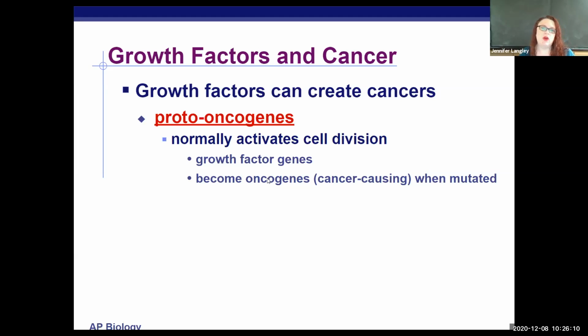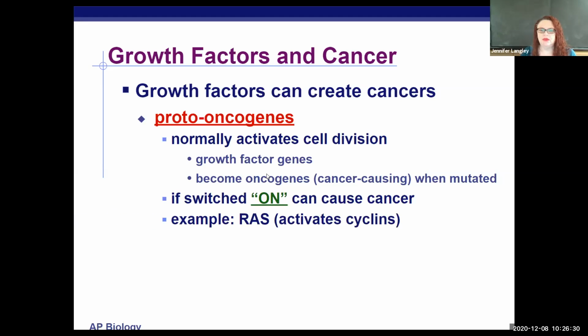So if there's something wrong with this gene, if it becomes mutated, then it is no longer a proto-oncogene, it is an oncogene, which means it won't turn off. It's turned on and it says divide, divide, divide, divide. Well, that's not what our cells need to be doing. We have one that's called the RAS gene.